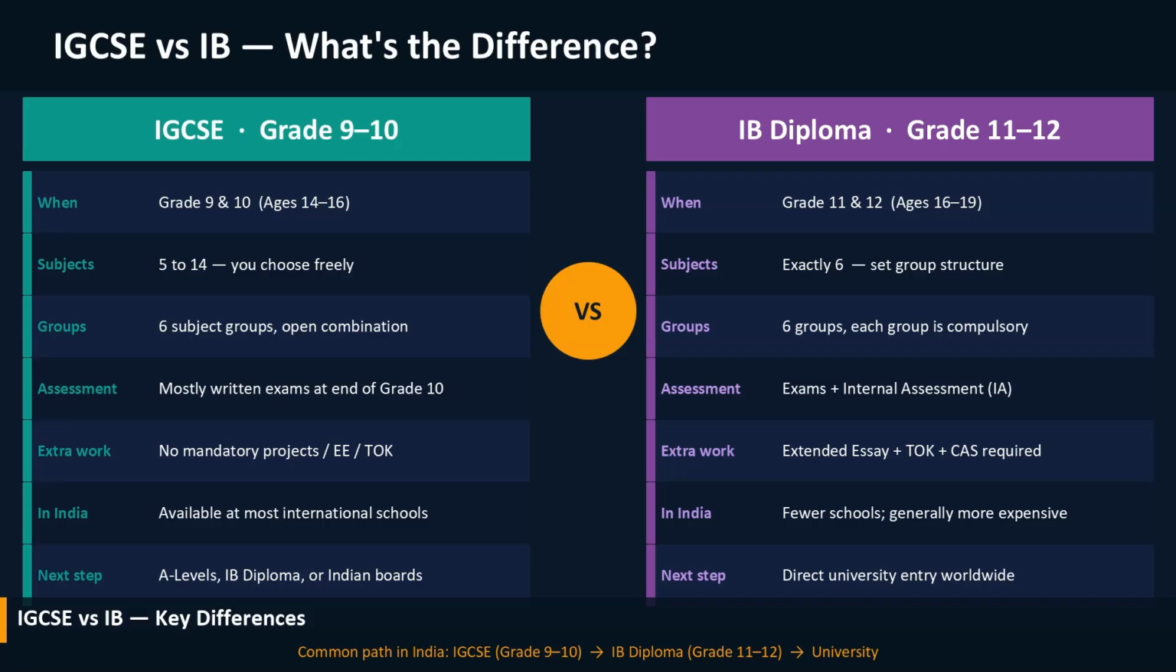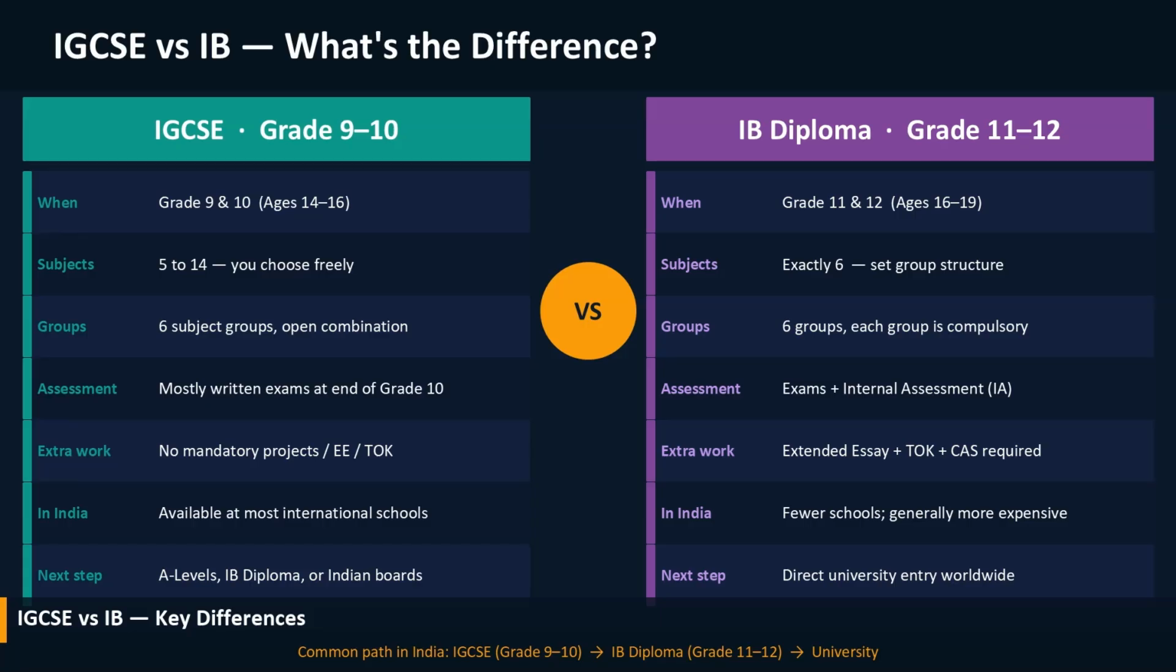IGCSE in grade 9 and 10, then IB diploma in grade 11 and 12, then university. One feeds into the other. IGCSE gives you broad exposure. IB gives you depth. They're 2 stages of the same journey. In India, IGCSE schools are far more common. IB schools are fewer and typically more expensive. So if you're at an IGCSE school right now, don't stress about IB yet. Focus on choosing the right IGCSE subjects first.